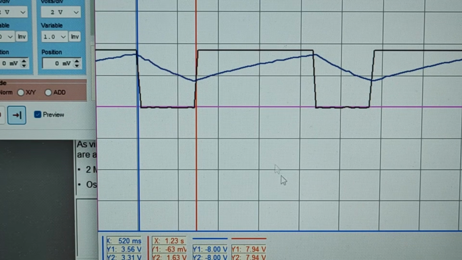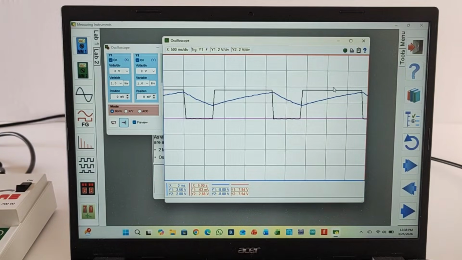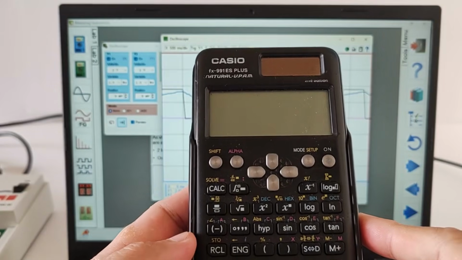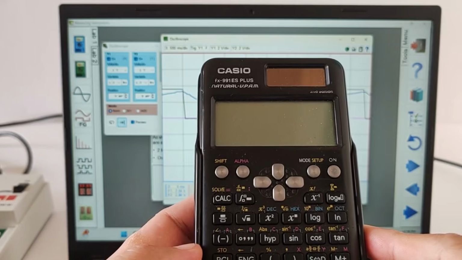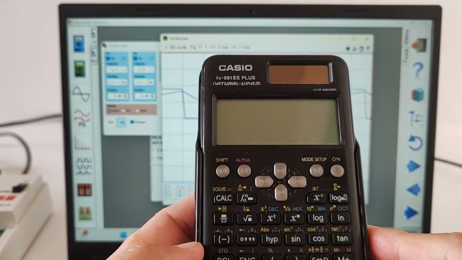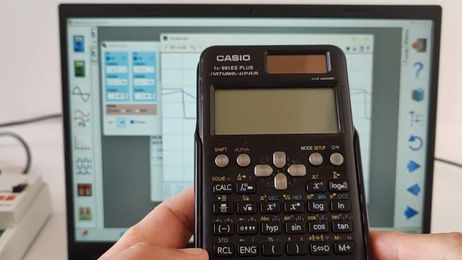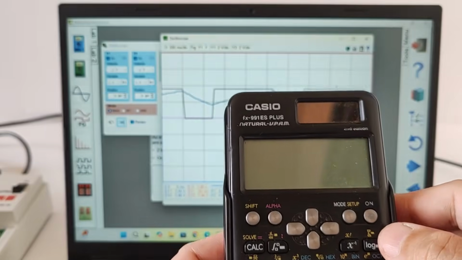Let's verify that. As I've said, we can compute for that, and I actually showed you the formula to use to get that computed. I have a calculator here. Let's compute for T off first, the off state. According to our oscilloscope, it's 0.7 seconds, 0.71 to be exact. Now the T off state is computed as follows. The formula is 0.7.